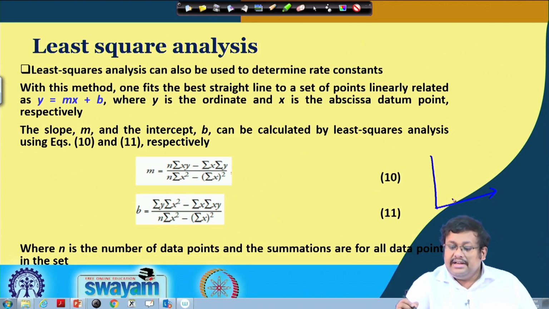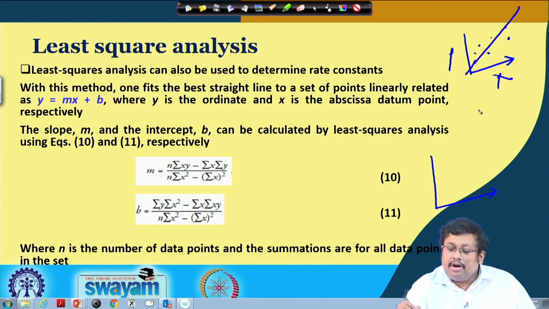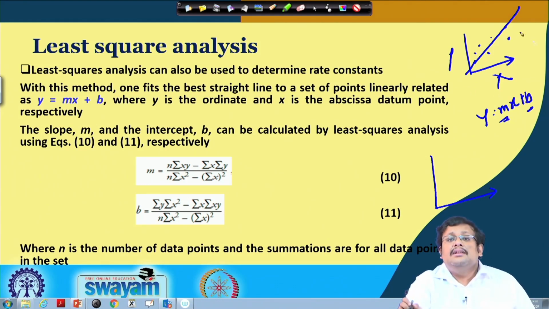two sets of data, for example, let us plot x and y. If you plot two sets of data for different values of x and y and then draw a straight line, this straight line will be represented by the formula y equal to mx plus b. Here the slope is m, whereas b is the intercept.